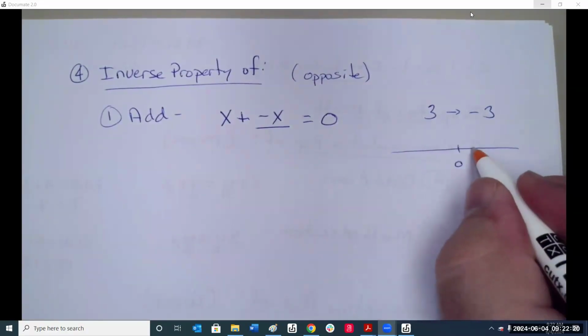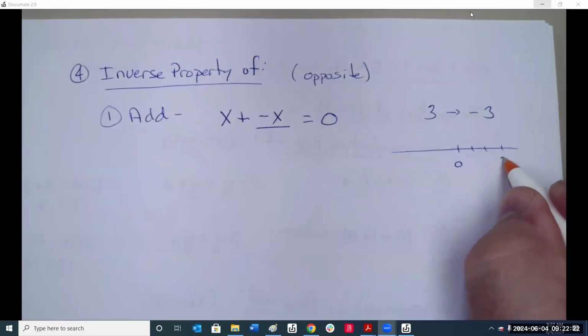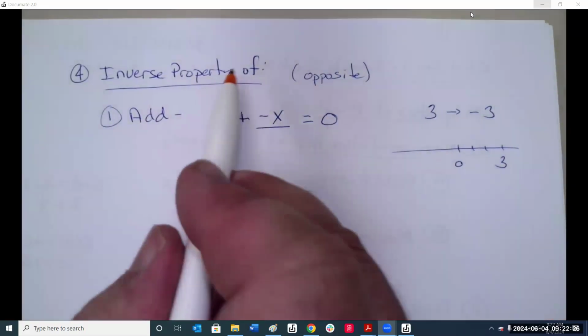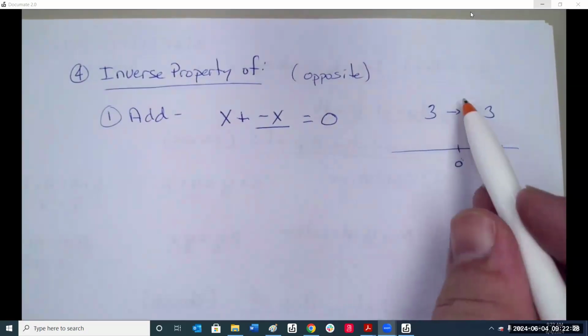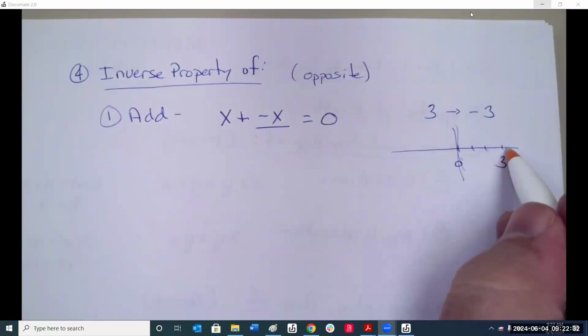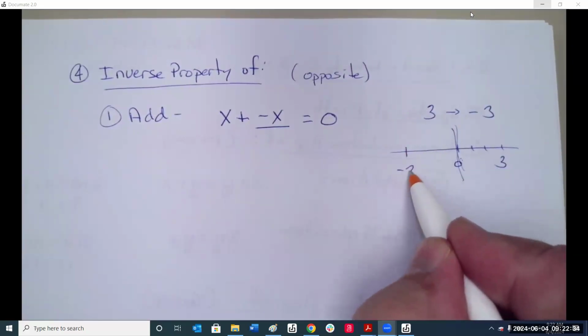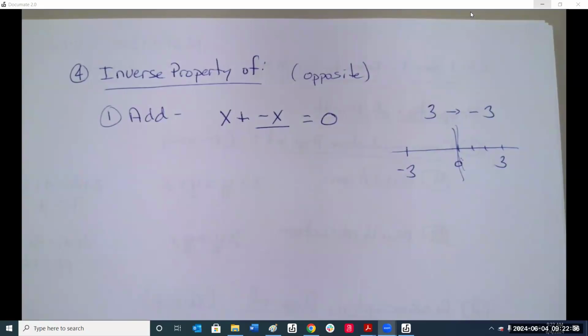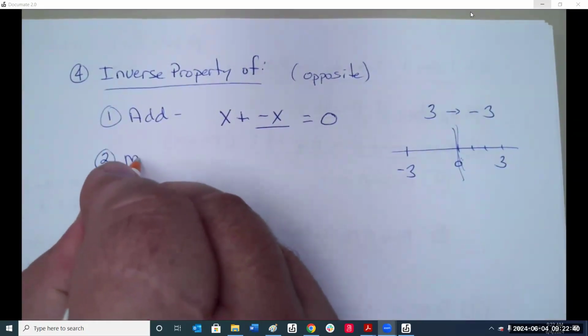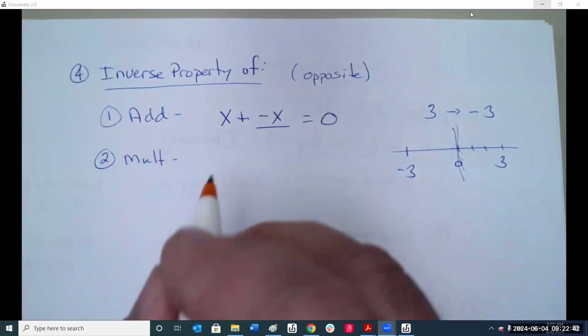Let's look at a number line. When we say opposite, we mean the opposite side of the 0 line. If this is 3 here, what's the opposite of it? Negative 3. And multiplication.